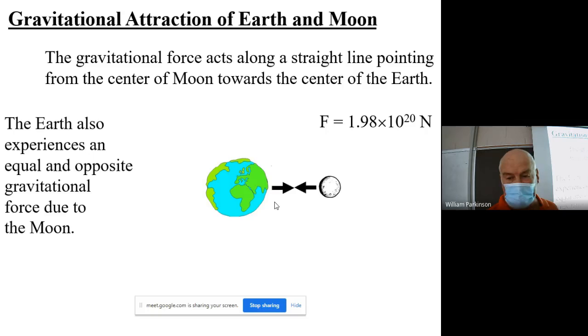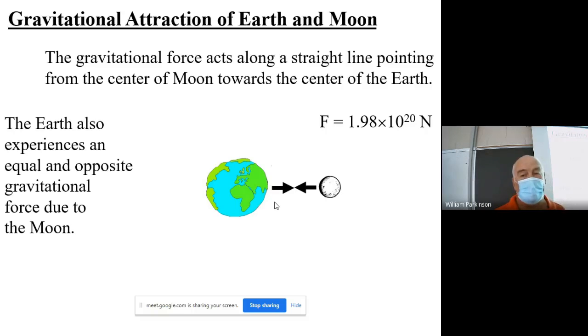Now, the attraction between them is equal and opposite. On the straight line connecting the Earth to the Moon, the Earth is pulled towards the Moon along that line. The Moon is pulled towards the Earth along that line. So, of course, we're all aware that the Moon goes around the Earth, not vice versa.